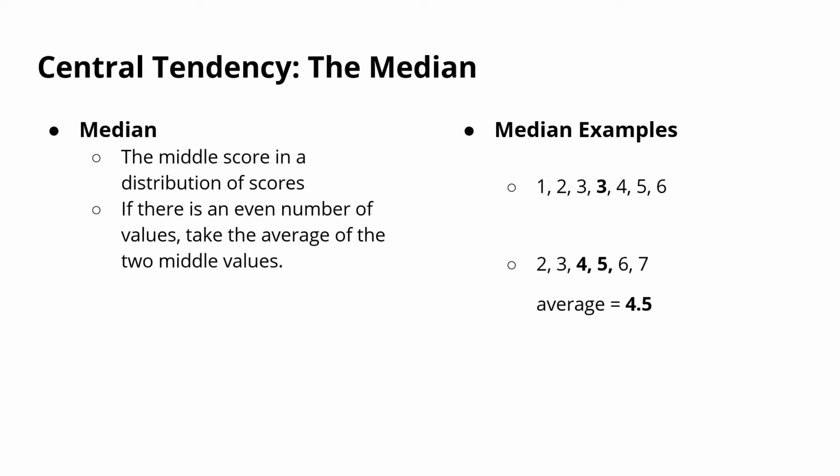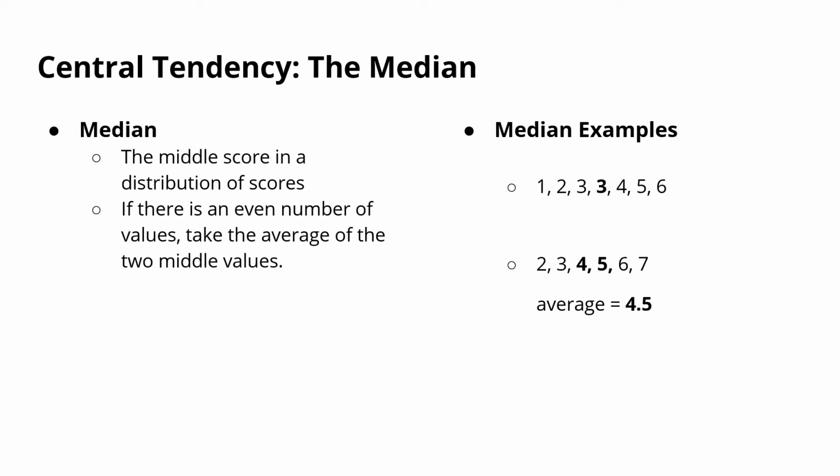Another measure of central tendency is the median. This is just the middle score in a set of scores or in a distribution of scores. In this example, we have scores of 1, 2, 3, 3, 4, 5, and 6. We set the scores up in order. It's important that the scores be in order. And then whatever score falls in the middle of your distribution is the median.